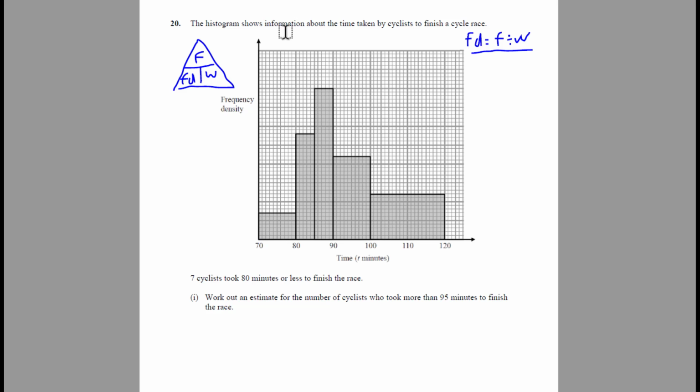So this histogram question, and all histogram questions, you have to understand this formula and apply it, which is frequency density equals frequency divided by the width, which is the width of the bars. Some people use this triangle, which is helpful. Now, people make mistakes with this because you need to understand that frequency is the area of the bar.